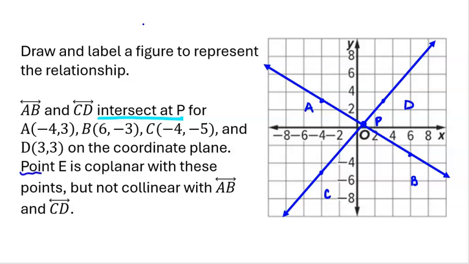And then it says point E is coplanar with these points, which means that it's somewhere on this coordinate plane, right? But not collinear with AB and CD. So I can't put point E on one of those lines or else it would be collinear. So that just means that E can be anywhere on this plane but not on those lines. So I could put E here, I could put E up here, I could put E here. So E can go anywhere on this coordinate plane but not on those lines. So anywhere would have been fine.